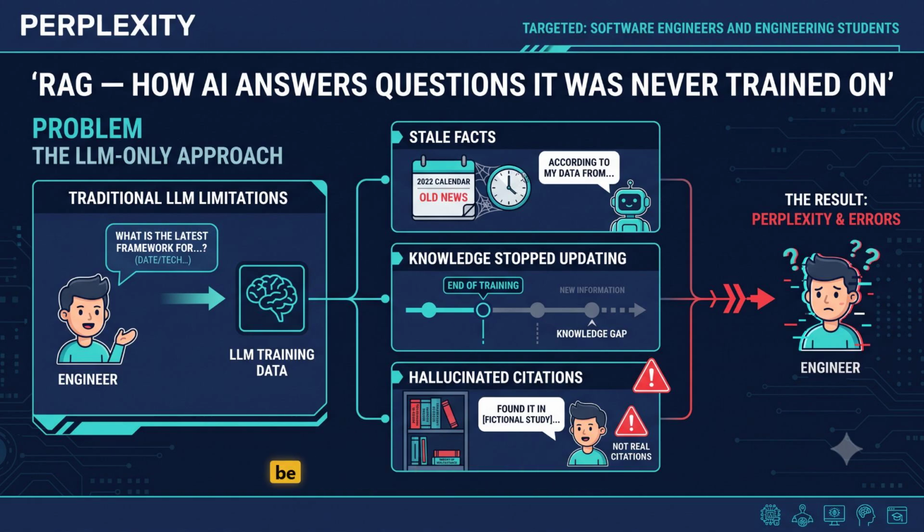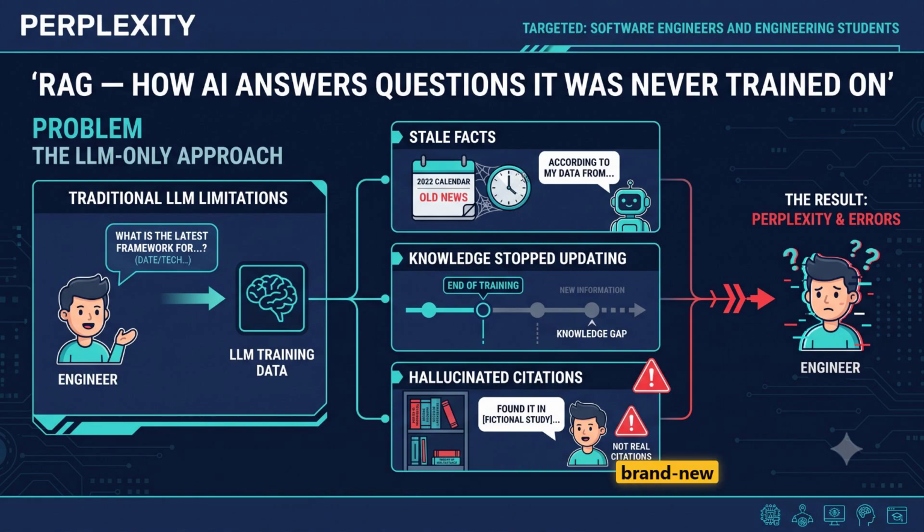By the end of this video, you will be able to diagnose exactly why your model fails on untrained knowledge and decide precisely when to architect a retrieval system instead of burning compute on retraining. Look at the left side of the screen, where our engineer asks a simple question about the latest software framework.